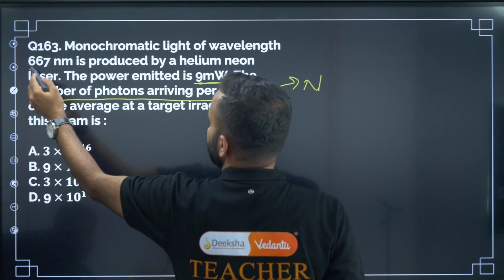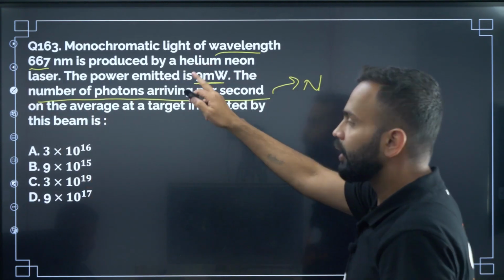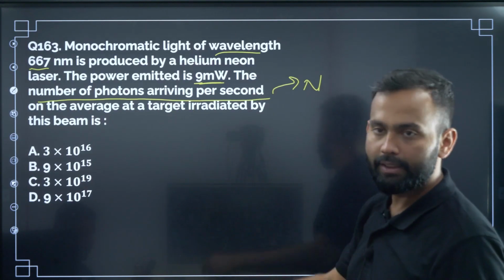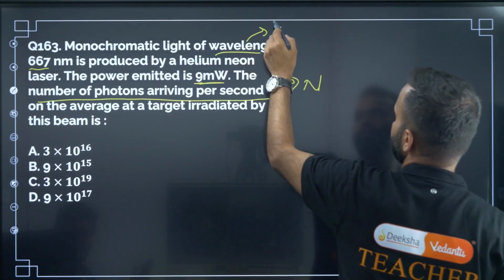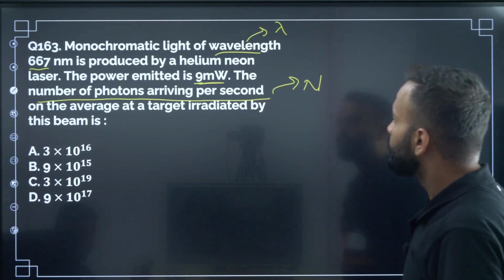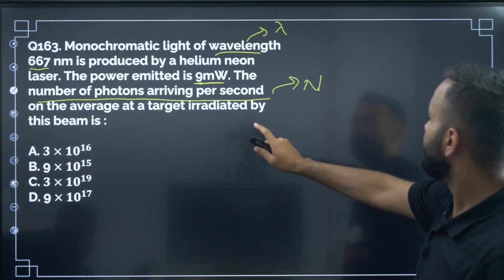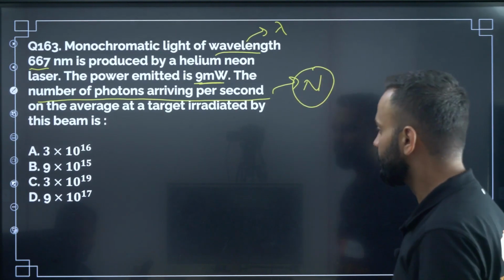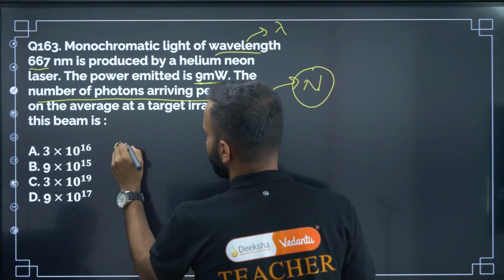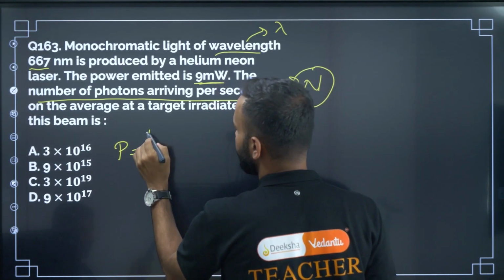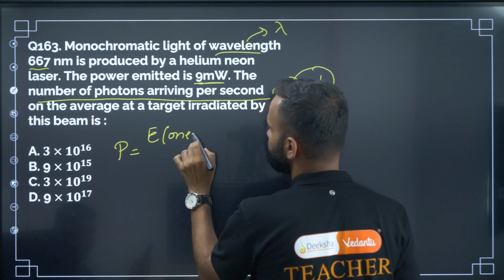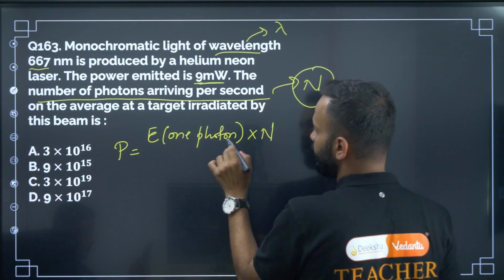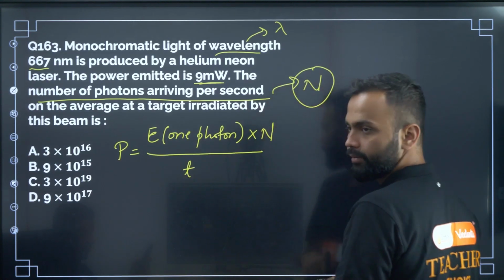Here the wavelength of the light is given. Monochromatic light, that is the light has only one color. The wavelength is 667 nanometer, that is the value of lambda. So we need to find the number of photons arriving per second on the average at a target irradiated by this beam. Now the power P is equal to the energy of one photon into n divided by time t.